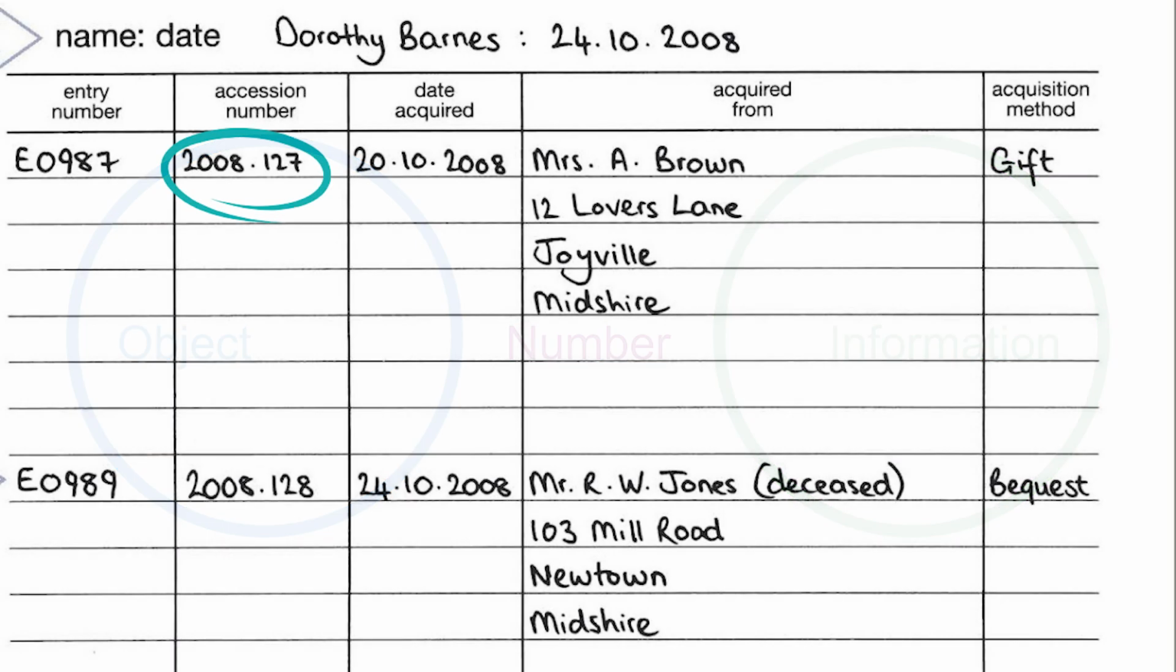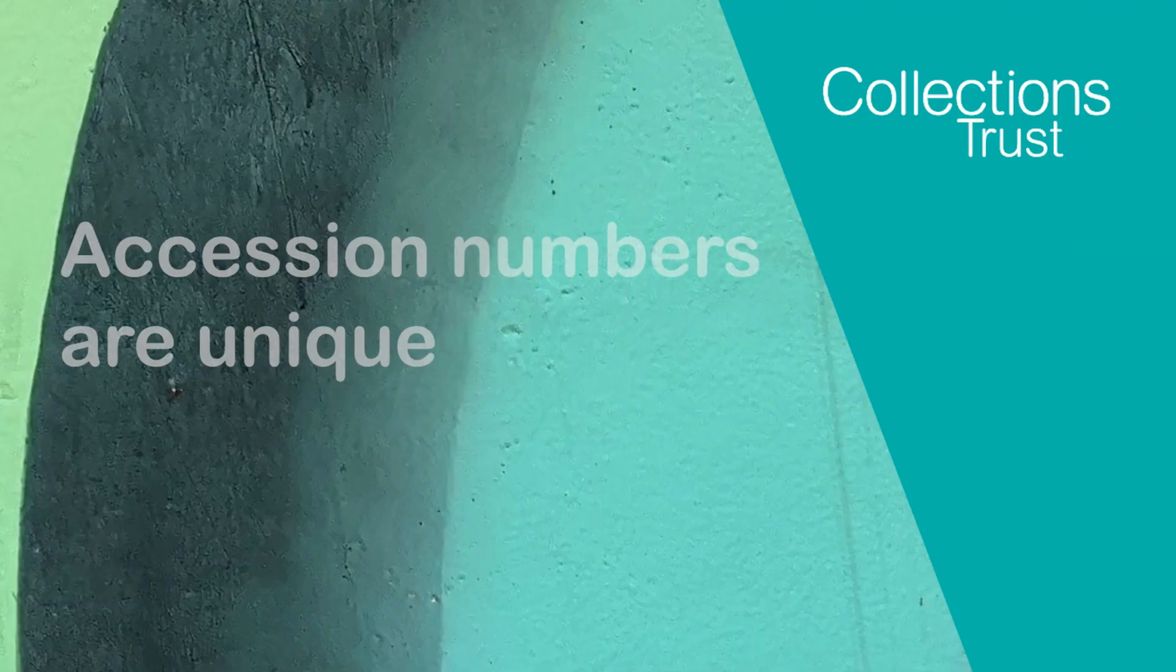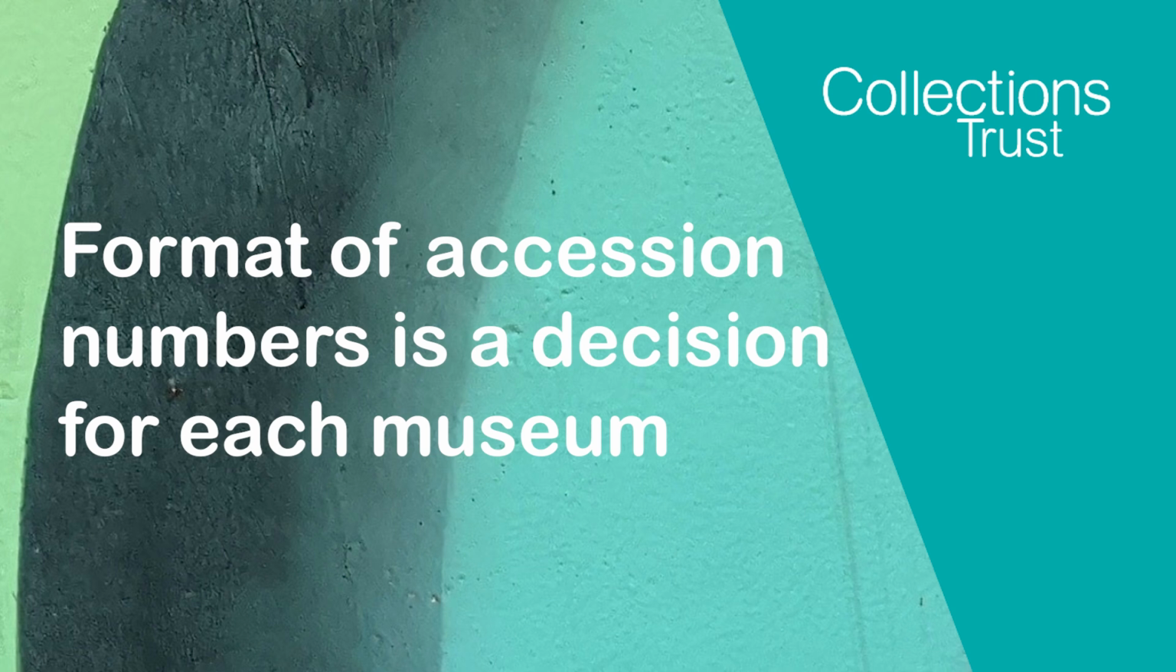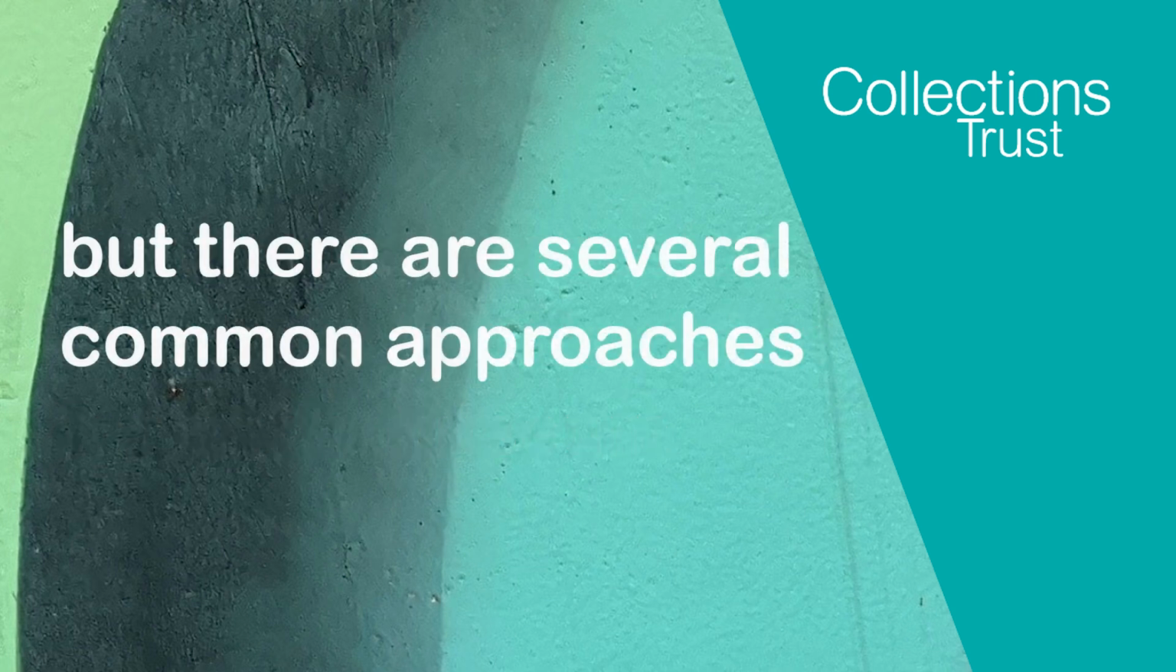Accession numbers are numbers allocated in the museum's accession register and should only be applied to objects formally acquired by the museum for its long-term collections. These numbers are unique and should never be reused, even if an object has been disposed of, because you need to keep all of that associated information. The format of accession numbers is a decision for each museum, but there are several common approaches.